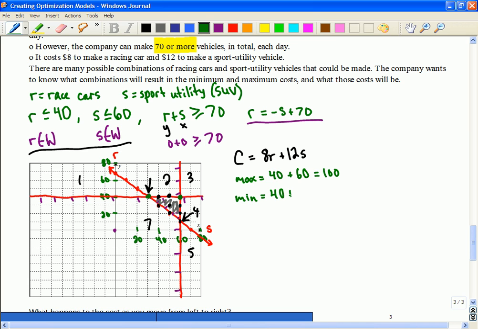So that would be 40 plus 30, which is 70. So remember, I have to make at least 70. So it makes sense that I use as many as I can, which is 40 for the race cars, and then the leftovers I give to the sport utility, which costs more. Okay.